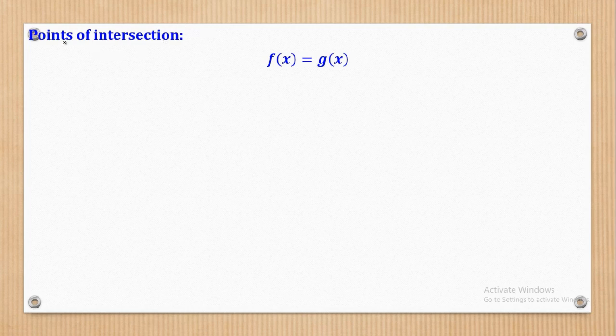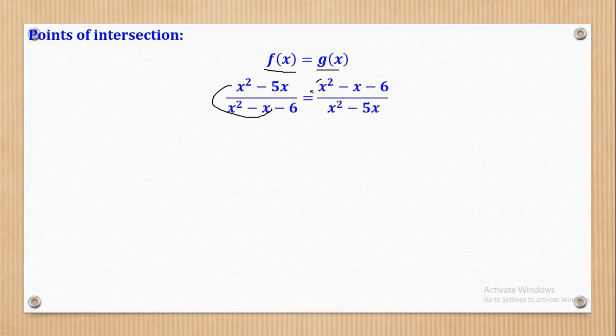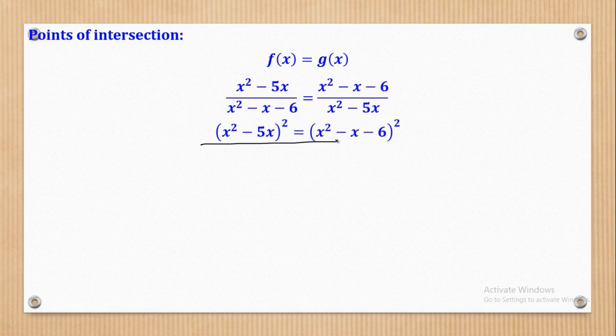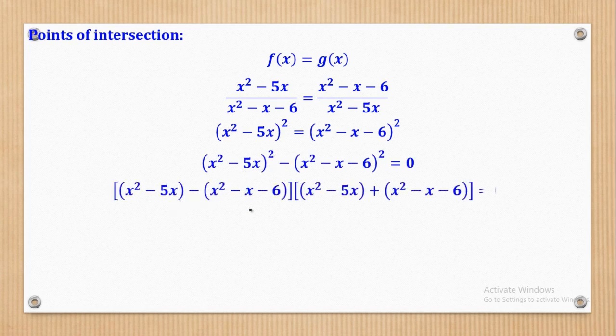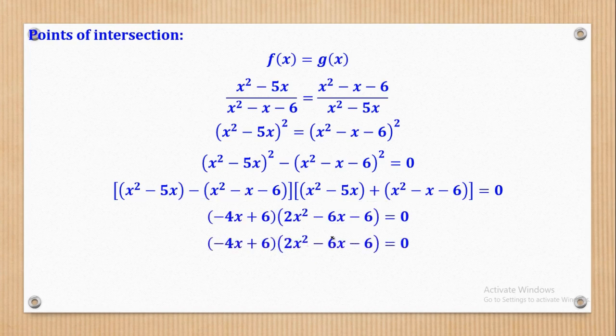Now we shall go to the points of intersection, because in the question they told us to show the points of intersection. So at the point of intersection, f(x) is equal to g(x), so substitute for f(x) and g(x). Then cross multiply, you shall come up with this. Now here you don't just put square root, you just take everything on one side, and this becomes a difference of two squares, so you shall come up with two brackets, one for difference, another one for sum. Collect the terms for each bracket, this one gives you this and this one gives you that. So in the end you shall come up with that.